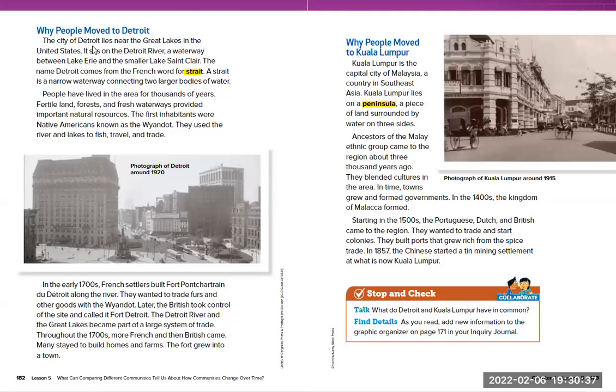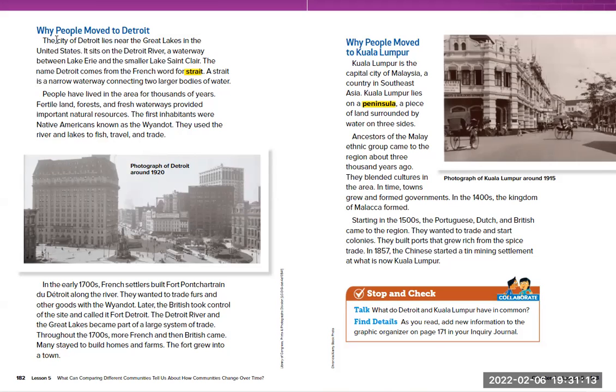Why people move to Detroit. The city of Detroit lies near the Great Lakes in the United States. It sits on the Detroit River, a waterway between Lake Erie and the smaller Lake St. Clair. The name Detroit comes from the French word for strait. A strait is a narrow waterway connecting 2 larger bodies of water. So we have the definition of the word strait highlighted right there and the definition right after that. People have lived in the area for thousands of years. Fertile lands, forests, and fresh waterways provided important natural resources.